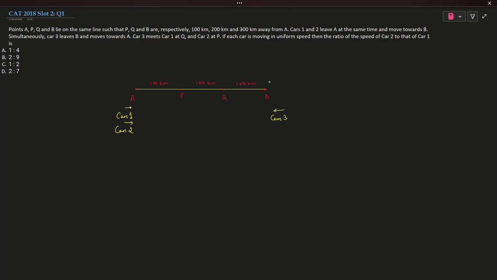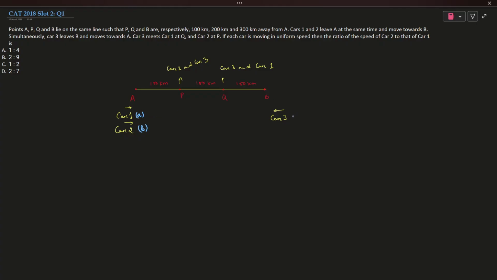We are told that car 3 meets car 1 at Q. So Q is the meeting point of car 3 and car 1. Car 2 at P, that means car 3 meets car 2 at P. So this is the meeting point for car 2 and car 3. If each car is moving at uniform speed, then we need the ratio of the speeds of car 2 to that of car 1.